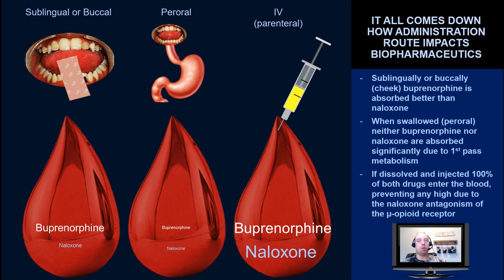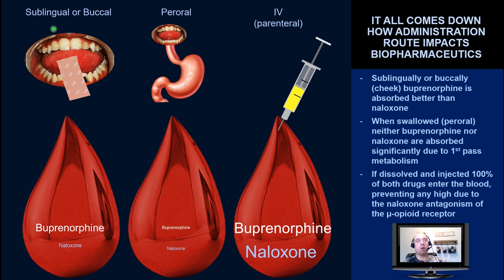So what I'm showing you is the outcome: sublingually or in the buccal membrane, buprenorphine is significantly absorbed in the blood. Naloxone is not. Orally or perorally, it's going to get into the intestine, but then into the liver, and get broken down. So you get a very low concentration in the blood of both of those, so there's essentially no noticeable effect. And then with IV, they both get in. The naloxone then can shine and do its job, which is to block buprenorphine. So this doesn't work for a patient if they want to get high.